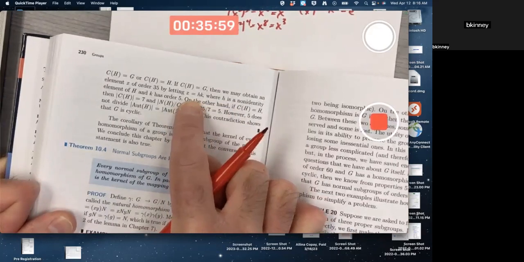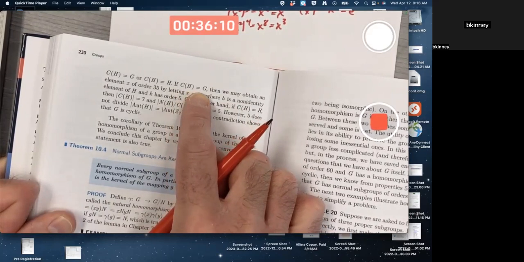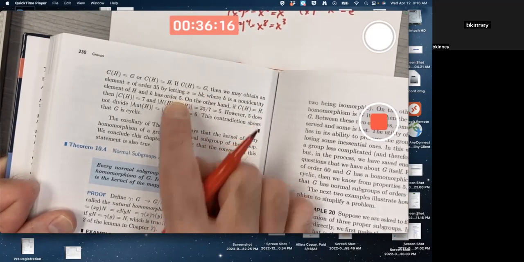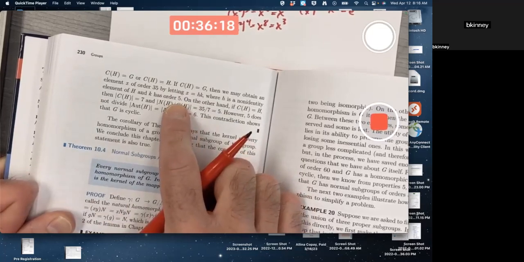In general, you can't multiply the orders of elements to get the order of their product, but when they commute, I believe you can. And by saying the centralizer of H is all of G, you're saying everything in G commutes with everything in H. Not going to take the time to verify that, but I'm pretty sure it's right.